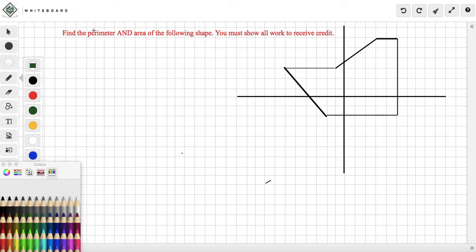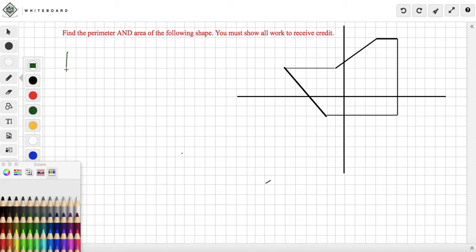So in this question, they're asking you to find the perimeter and the area of the following shape. You must show all work to receive credit. So this must be a constructed response, right? And I just made up this shape right now. So we're going to look through it and see what the easiest way is to find everything.